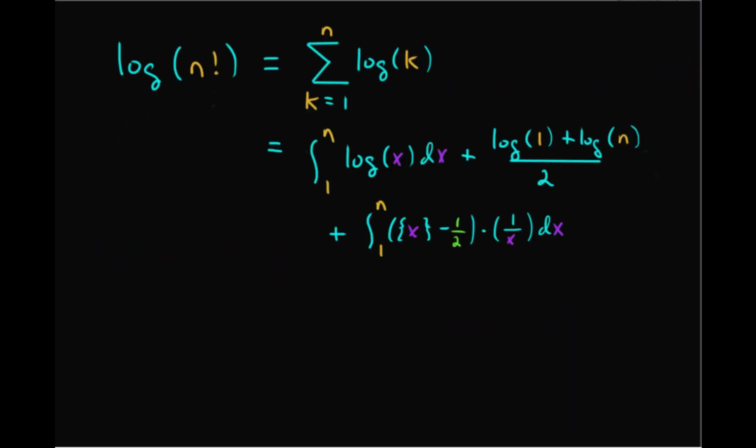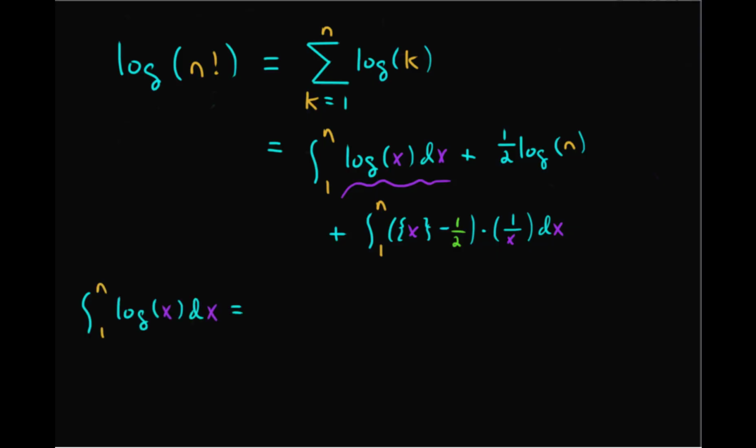Well, now we can start unpacking this formula a little bit. And perhaps the first thing to notice is that in the expression logarithm of 1 plus logarithm of n all over 2, the logarithm of 1 is just 0. So I can rewrite that term as just 1/2 times logarithm of n. And next we want to evaluate the definite integral from 1 to n of log of x dx. And to do that, we need to use integration by parts.